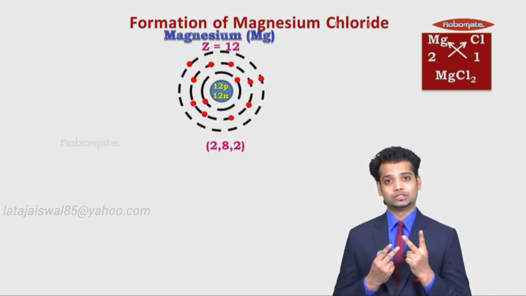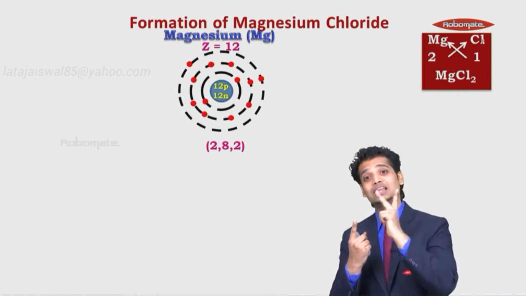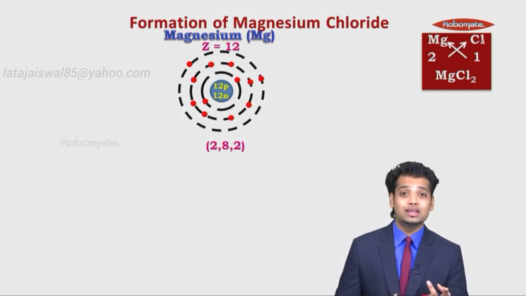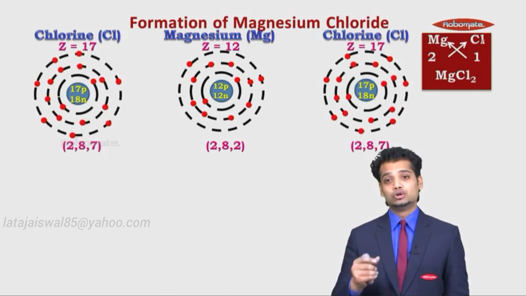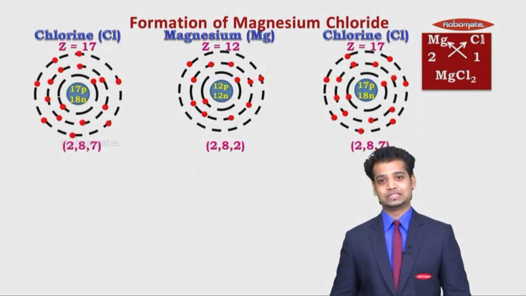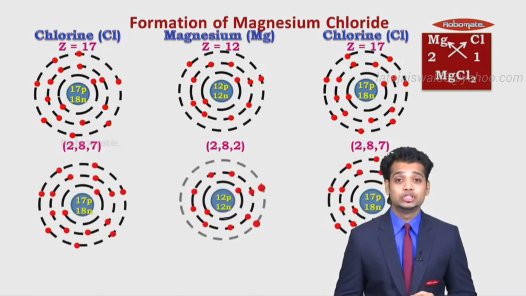There are 2 electrons. Chlorine can accept only 1 electron. So Mg is going to give 1 electron to this chlorine, 1 to another chlorine, to form MgCl2. Right there is your answer. 2, 8, 7, and 2, 8, 7. Mg is going to give electrons. Let's see what happens to Mg.